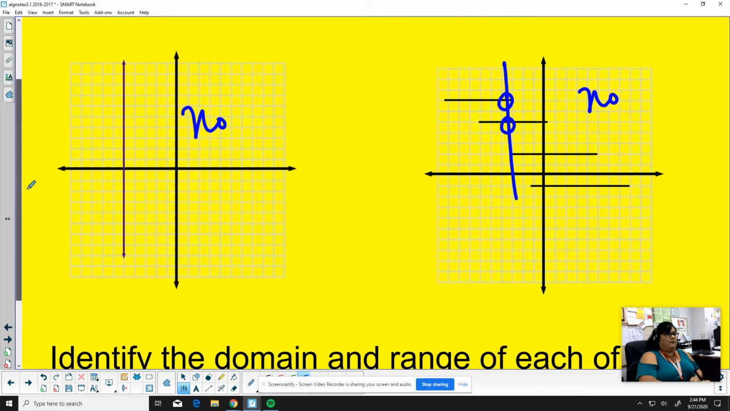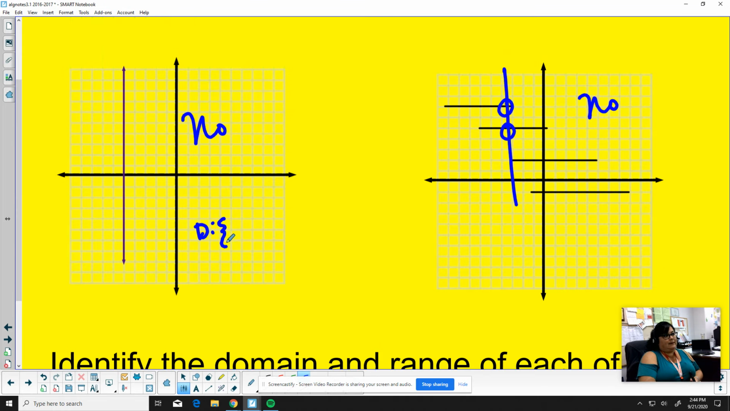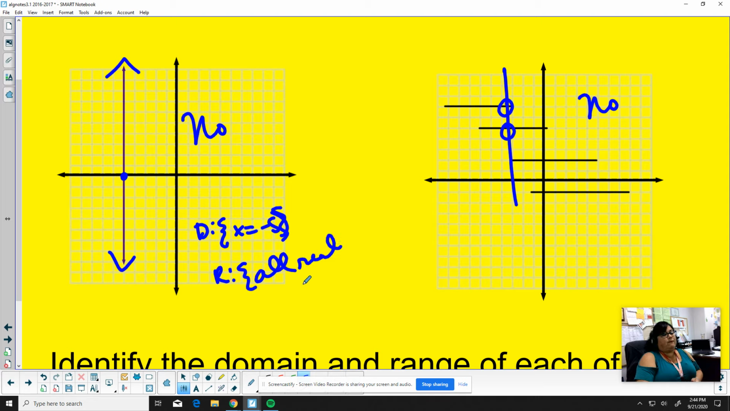Okay, the domain and the range. So the domain, it only hits the x right here. There are no other points of hitting the x. So 1, 2, 3, 4, 5. X is -5. And the range is all real numbers because of these arrows. It's going up forever and down forever. So this is all real numbers. A vertical line is the only line that's not a function. All lines are functions except for vertical lines. It's linear, it's just not a function.